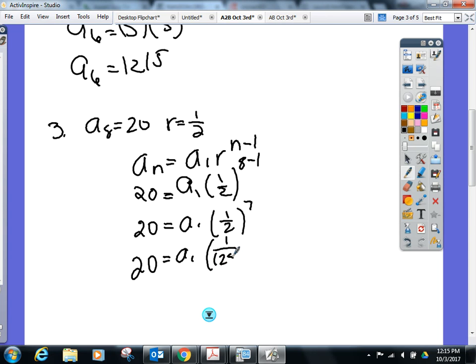All right, so how do I get rid of that? Well, what's happening between 1 over 128 and that a subscript 1? What operation? Multiplication. So how do you undo multiplication? Divide it. Or did anybody multiply both sides by 128? You could do that too. So divide both sides by 1 over 128. And your calculator can handle that now. So the first term ended up being, what do we have, 2,560?